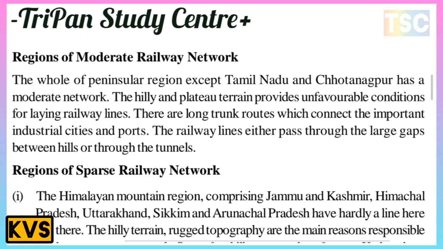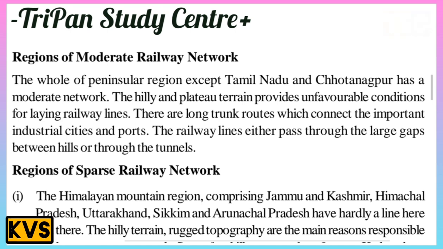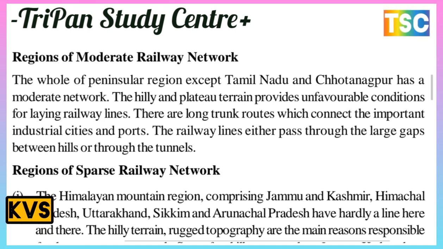The hills and plateaus provide unfavorable conditions for aligning railway lines. There are long trunk routes which connect the important industrial cities and ports. The railway lines either pass through the large gaps between the hills or through tunnels.